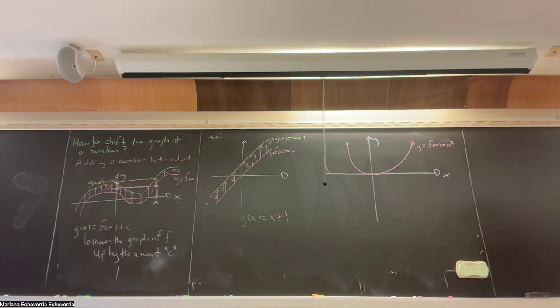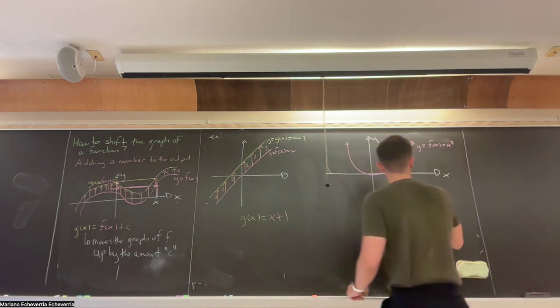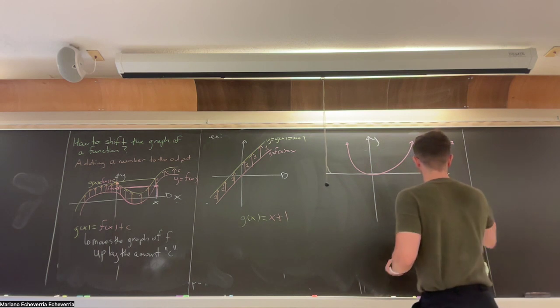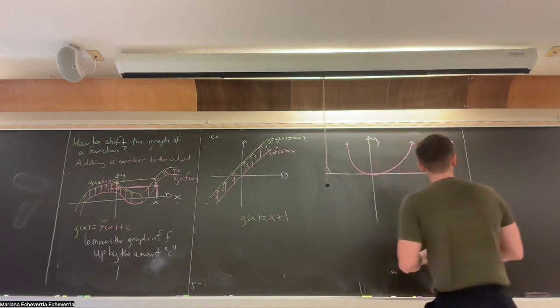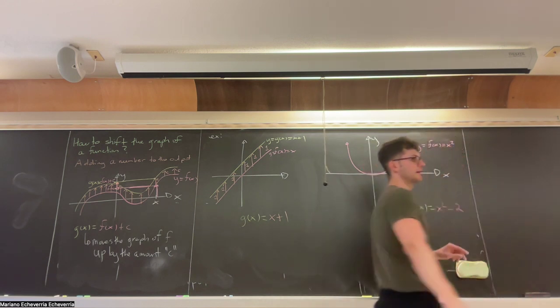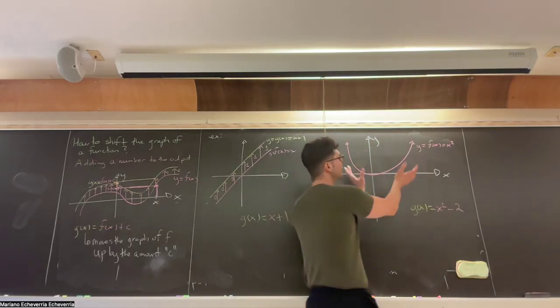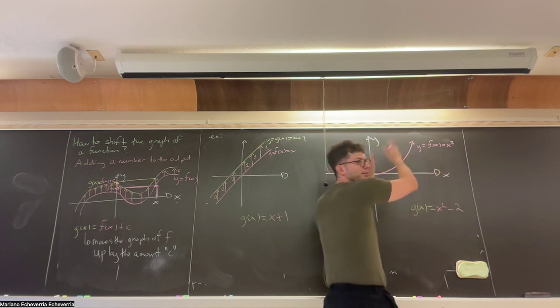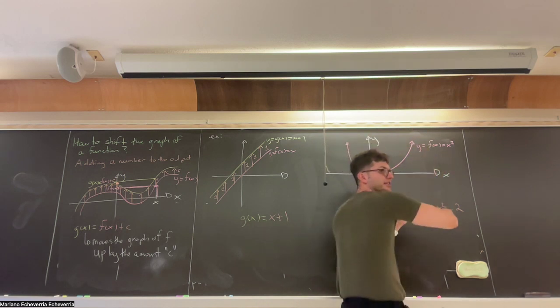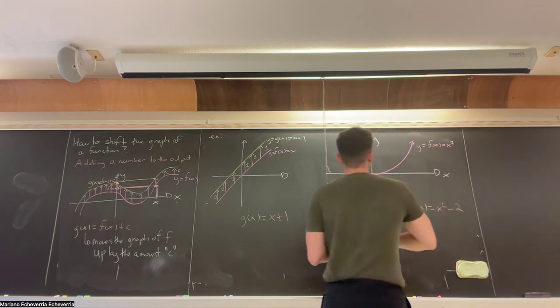Now, what happens if my function is x squared minus two? Really here, you're not moving it up, you're moving it down by 2 units, because it's minus two, so everything gets shifted downwards by 2 units.